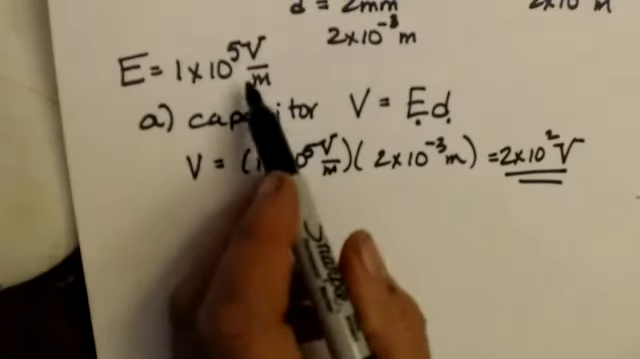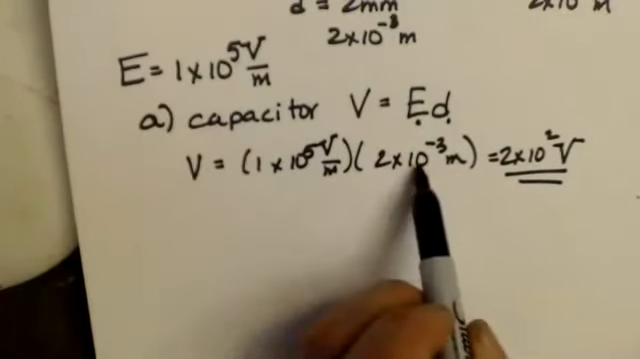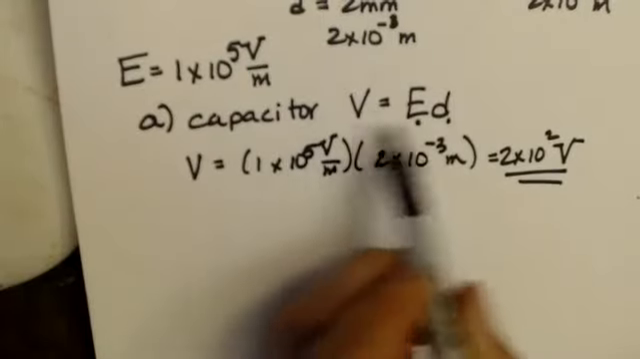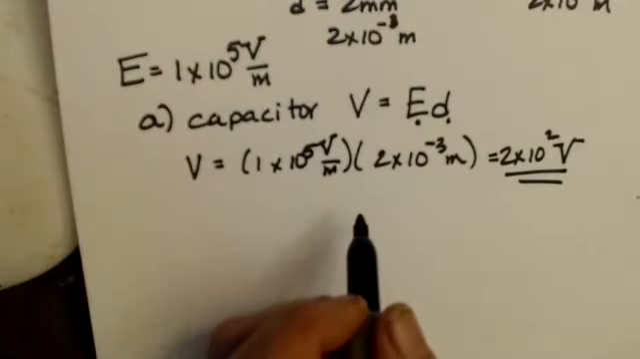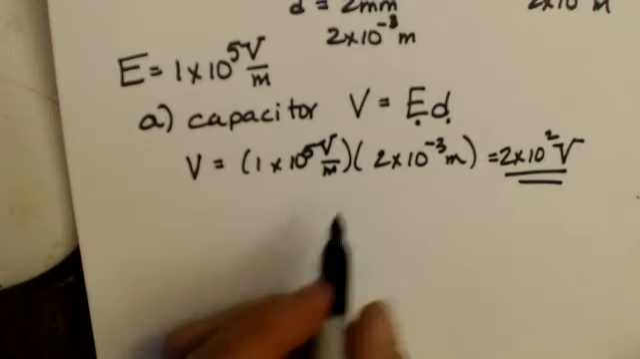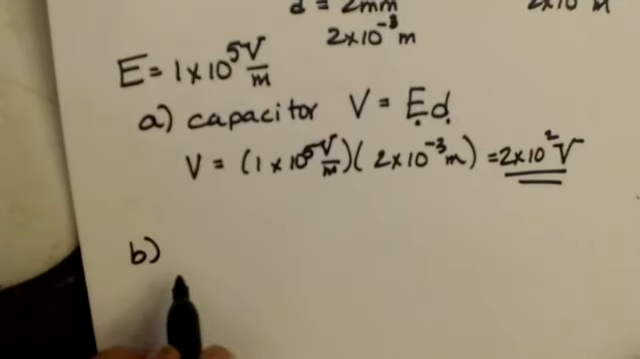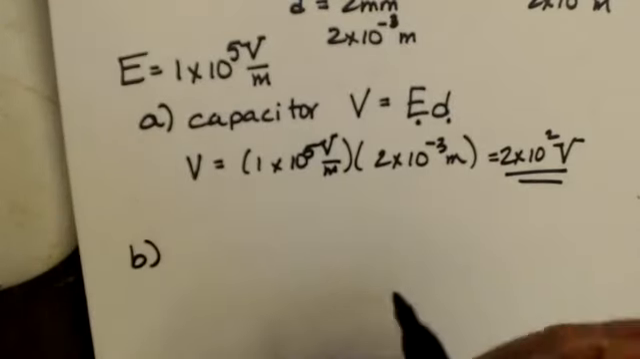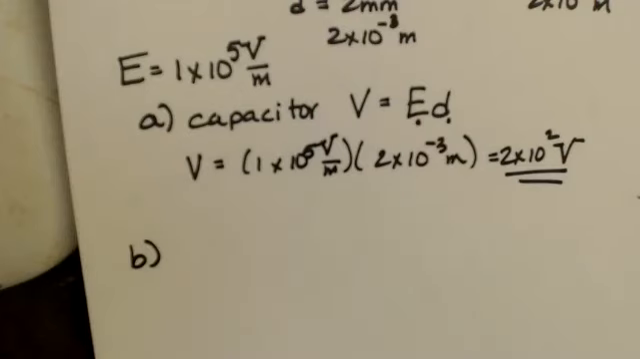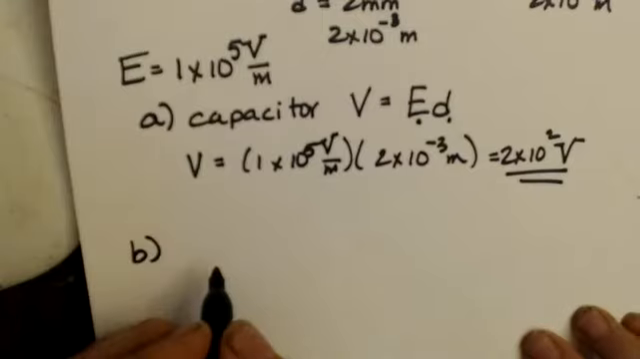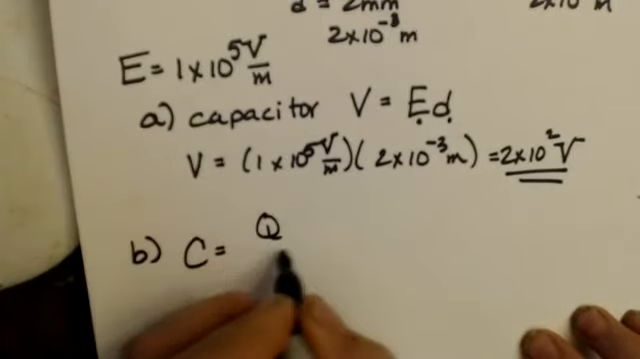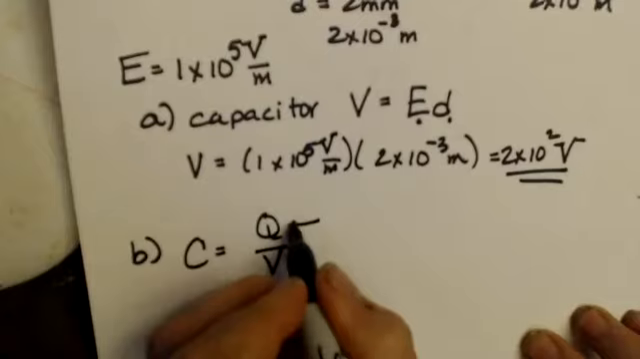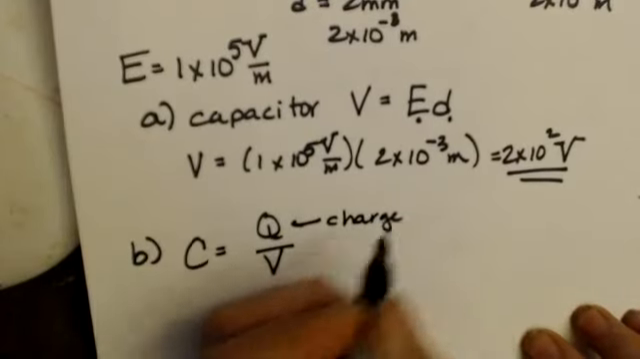They told me the electric field. They told me the spacing. So it's very simple if I remember this little formula for a capacitor. Then it says, how much charge is on each plate? So I have to remember the definition of capacitance, and how to write down what a parallel plate capacitor is. I know the definition of capacitance is C is equal to Q over V. I want to find the charge on the plate. That's the thing I'm solving for.